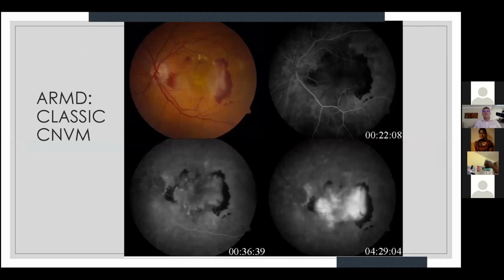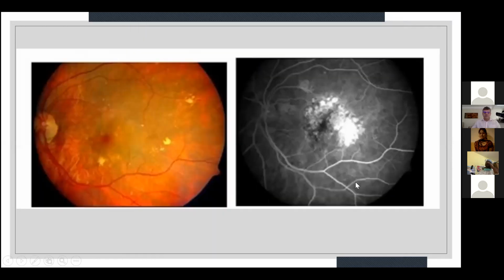Coming to the first picture, this is a classic CNVM where we can see the typical lacy pattern and well-defined borders, as we can see here. This hypofluorescence is because of the hemorrhage that can be seen clinically, a blocked fluorescence. So there is an increase in intensity as we go towards the end of the fluorescein angiography. This is the other type, called the stippled pattern with irregular margins, seen in a fibrovascular PED in a CNVM.